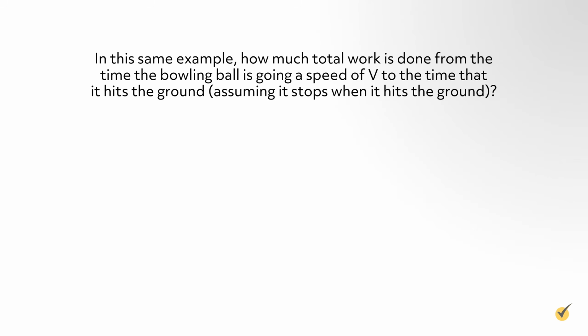In this same example, how much total work is done from the time the bowling ball is going a speed of v to the time that it hits the ground, assuming it stops when it hits the ground? Is it A, negative 1/2 mv squared; B, 1/2 mv squared; or C, 0?